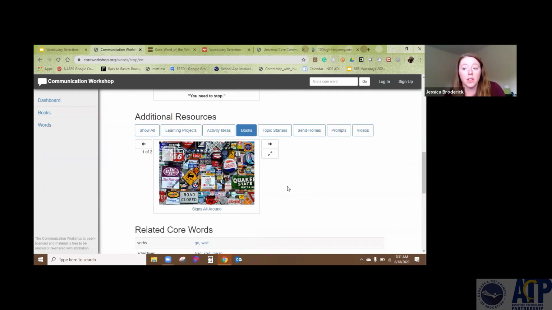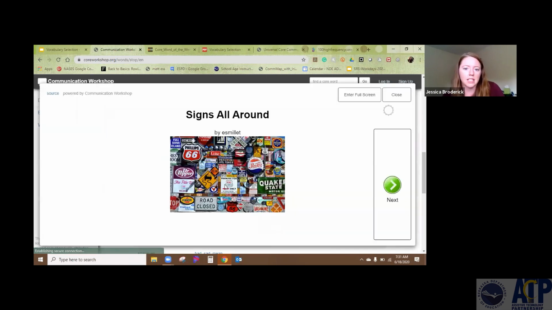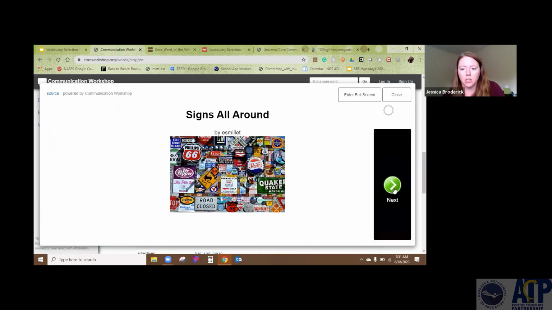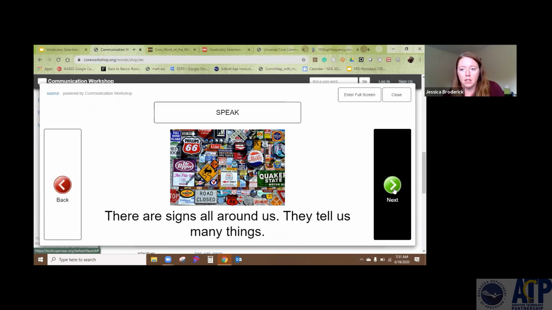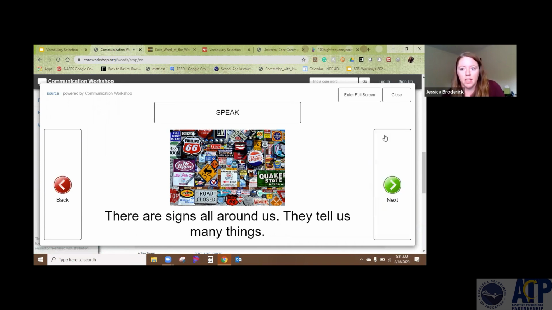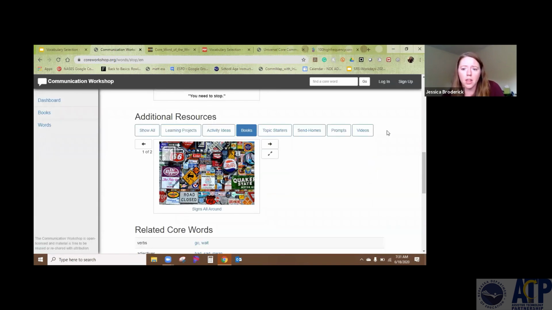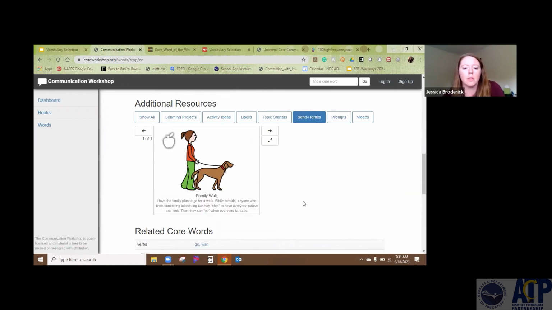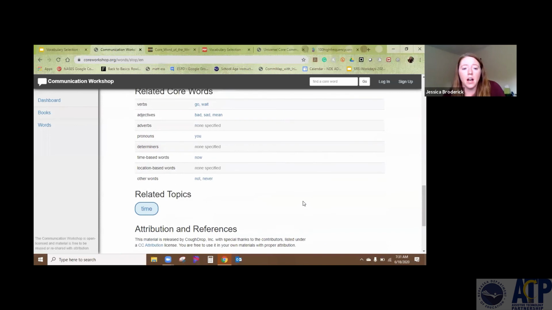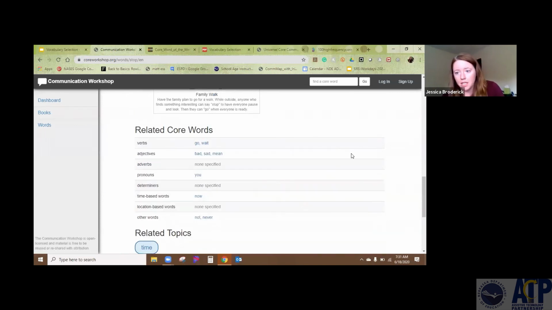Books is one of the really cool things, I think, is that they give you books that you can use for shared reading. And these are not books like go find this at your library kind of books. It's like the book is in the website itself. And so you just click the book and it tells you all of the information. You can read that together. So a lot of on-demand stuff, topic starters, things to send home, those kinds of things. And then related core words that you might be teaching next.